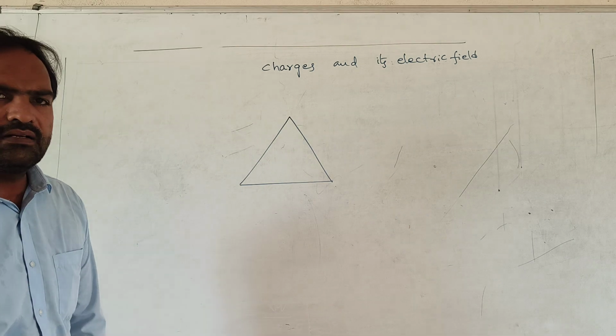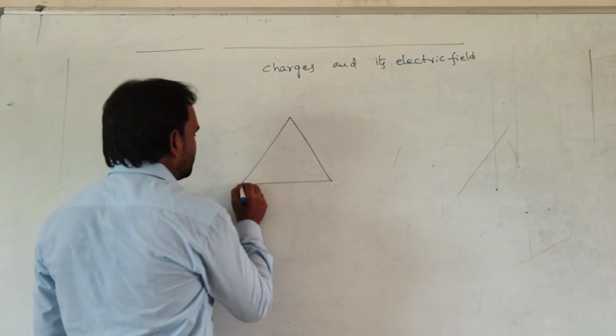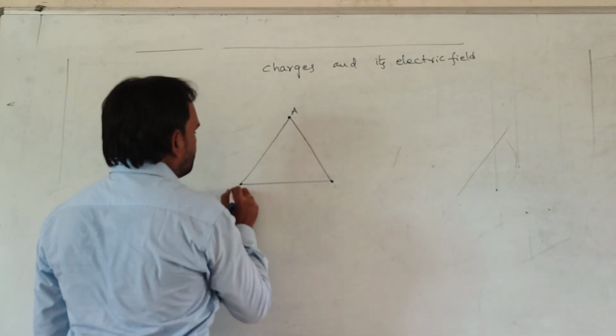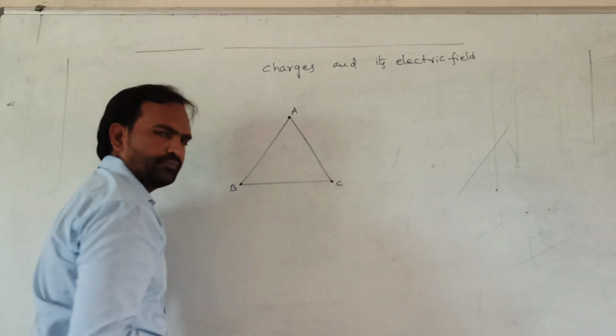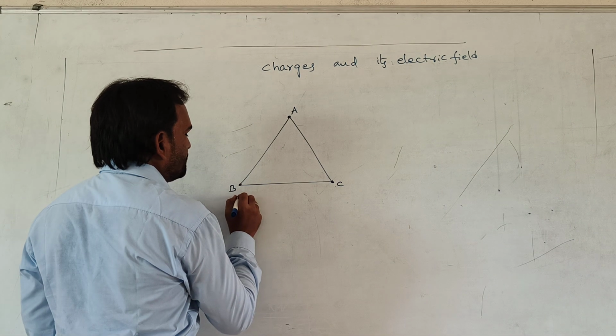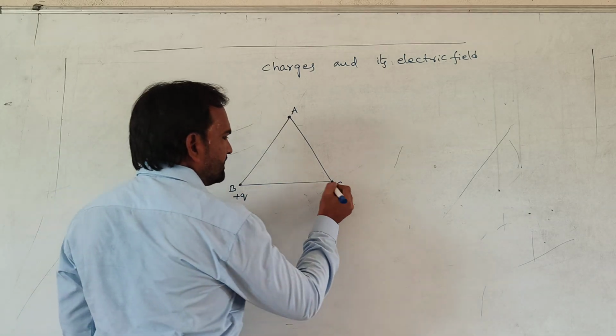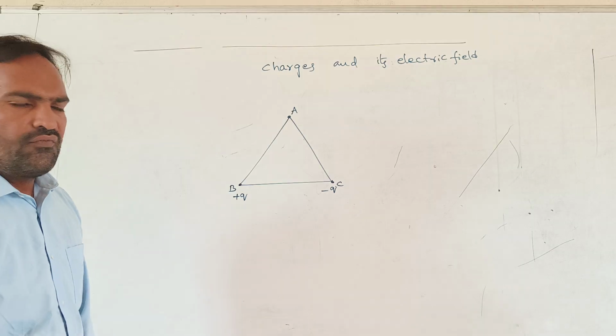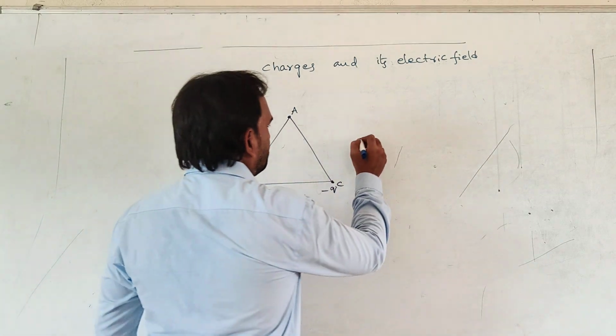Okay? Equilateral triangle. We arrange at vertices A, B, C. At point B we arrange a plus Q charge, and at point C we arrange a minus Q charge. Find the electric field intensity.